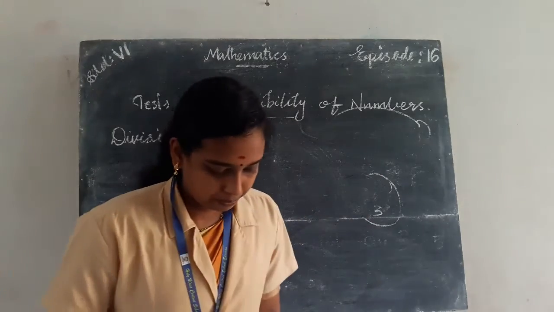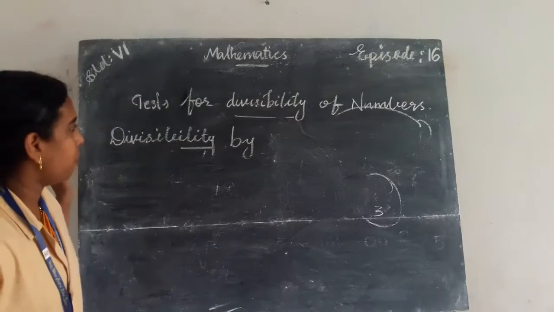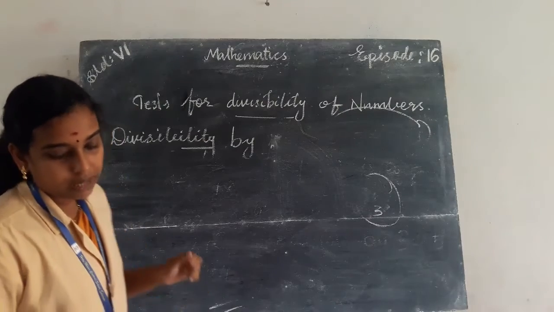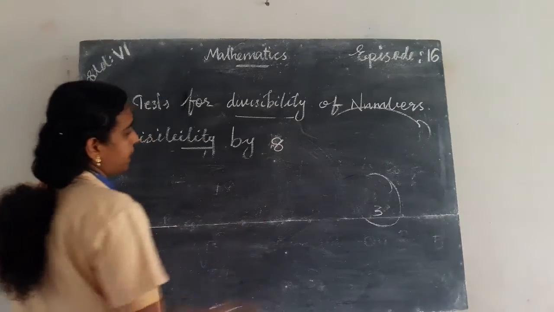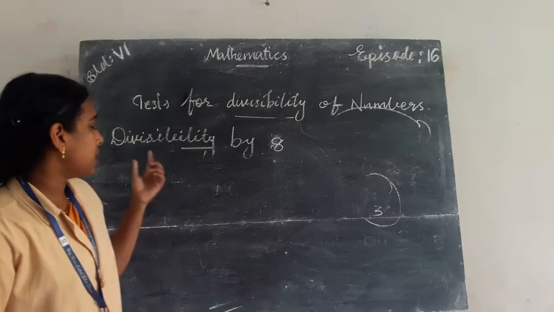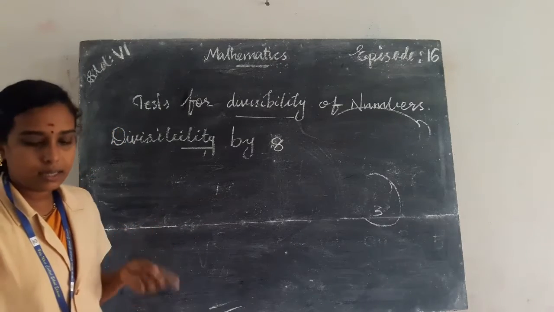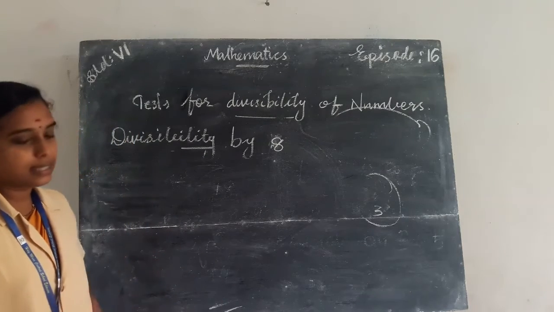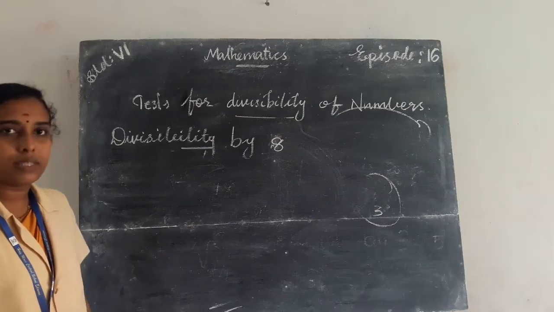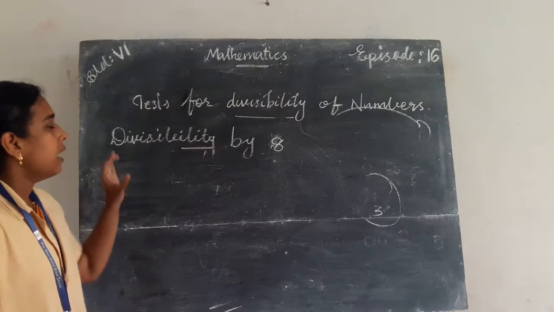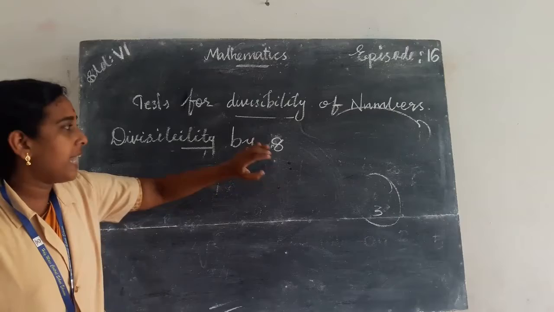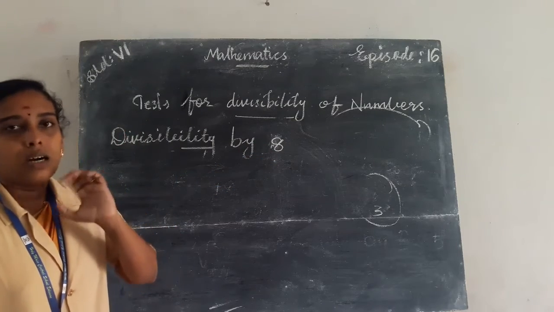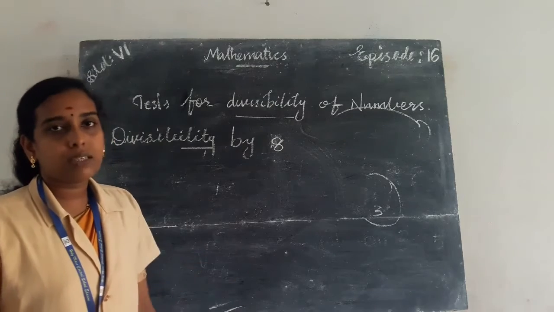And the next one is divisibility by 8. To check when a number is divisible by 8, the rule is if the number formed by the last 3 digits is divisible by 8, then the number is also divisible by 8. So, to check a number is divisible by 8, we take the last 3 digits, and if the last 3 digits are divisible by 8, then we can say that the whole number is divisible by 8.